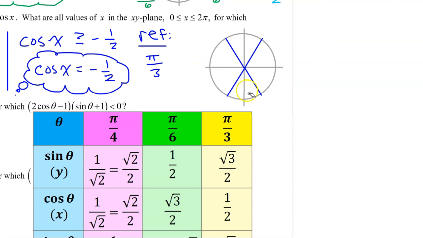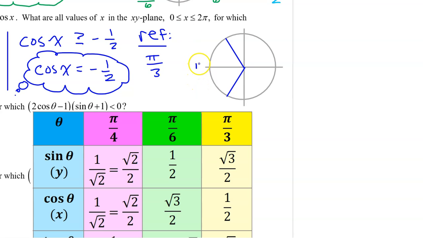On the interval from 0 to 2 pi, here are the 4 angles with a reference angle of pi over 3. Since we are looking for where cosine is equal to -1/2, we will stick to the second quadrant and the third quadrant, where the x value and thus the cosine will be negative.